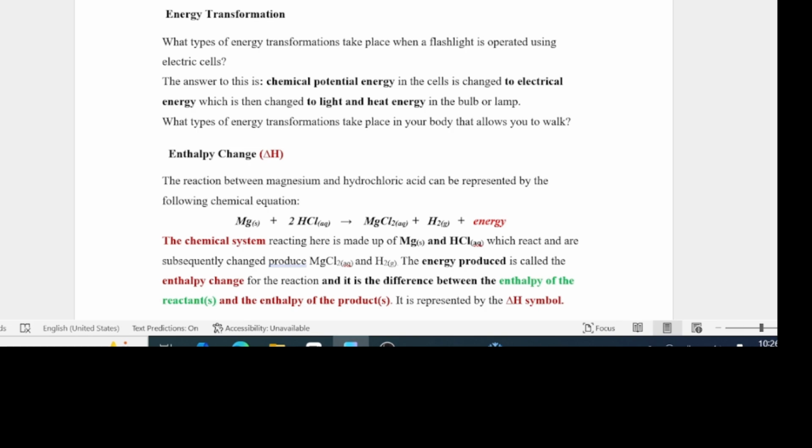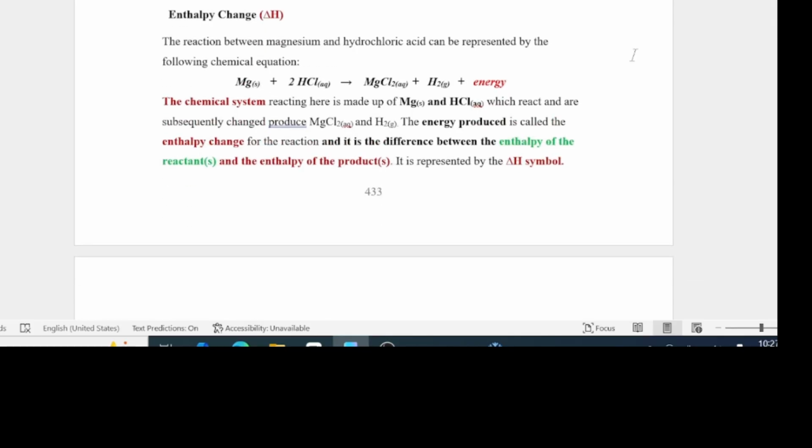What type of energy transformations take place in your body that allow you to walk? You can answer that for yourself. Enthalpy change. The reaction between magnesium and hydrochloric acid can be represented by the following chemical equation. We have seen magnesium is reacting with hydrochloric acid to give you magnesium chloride and hydrogen, and energy is liberated.